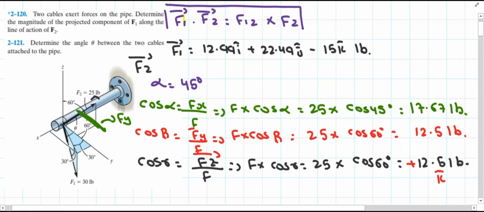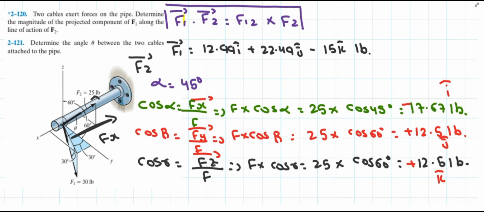So the direction of Fy is nothing but the positive 12.5 pounds j cap. And lastly, this particular length right here is basically the Fx, and it is acting into the page. So only the Fx component here is negative, and the rest of them are positive. So Fx is equal to negative 17.67 pounds i cap. Now we successfully found the Cartesian component, or the vectorial form, of the force F1 and the force F2.